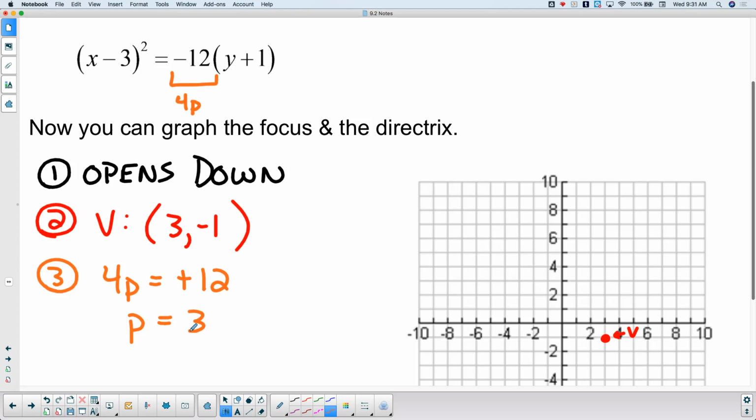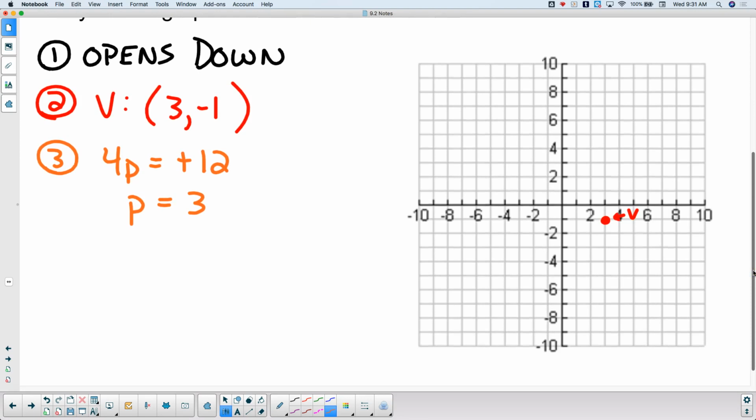All right? So, because we're opening down, that means from my vertex, I'm going to go 1, 2, 3, down, and what's going to be 3 down from the vertex? The focus. So the focus is right there, at the point 3, -4. Right?